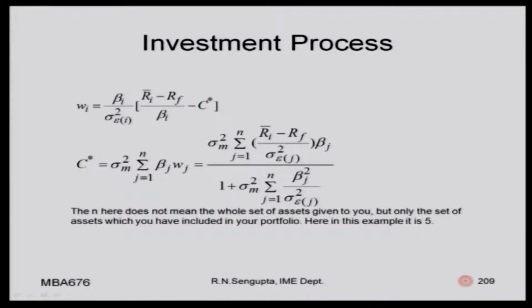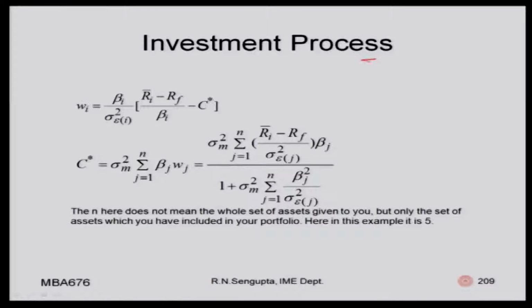Now, once you find out the value of C star and those stocks which will be included, obviously you have to find out the value of weights, because weights are important. The reason being, once you find out the weights, you have to find out their overall returns. That means Wi is the weight of that particular stock, Ri is the return, and similarly you have to find out the variance.